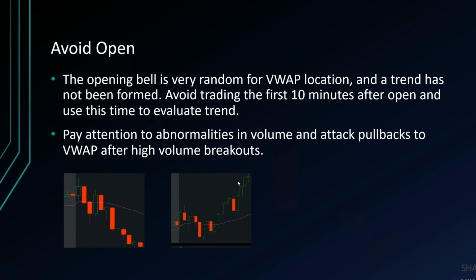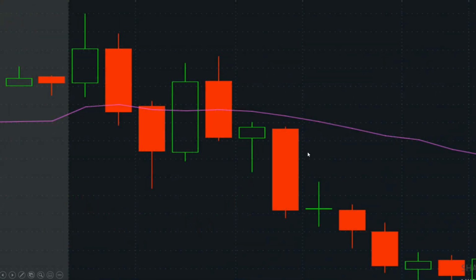You want to just be able to take it slow, avoid chop like this at the opening bell, let the trend play out, and then that's when you're going to attack a VWAP bounce or a VWAP pullback after you get a really obvious upward trend to attack.